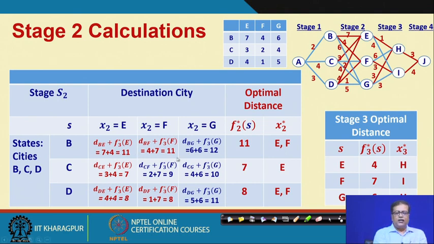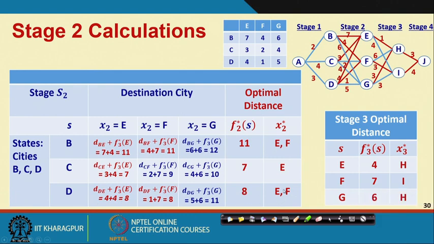So, we see from the calculations that from B, both B to E and B to F are minimum. So, the optimal destination is E and F both, and the value is 11. Similarly, for D the value is 8 and the destination cities are E and F. Those are the stage 2 calculations.